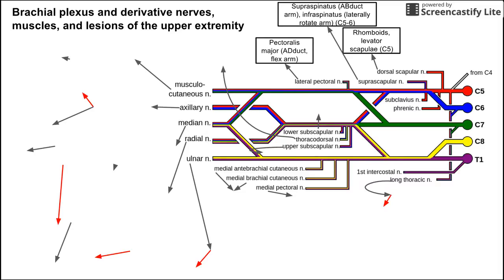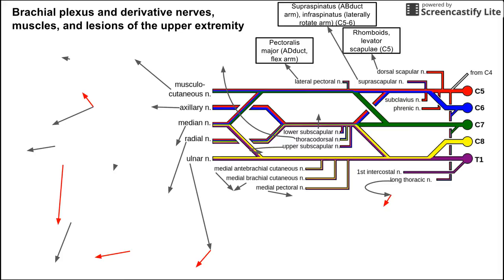The lateral pectoral nerve, as the name implies, innervates the pecs, the pectoralis major, which is a major ADductor. It allows you to bring your arm closer to your body at the shoulder joint, and also allows you to flex your arm at the shoulder joint.